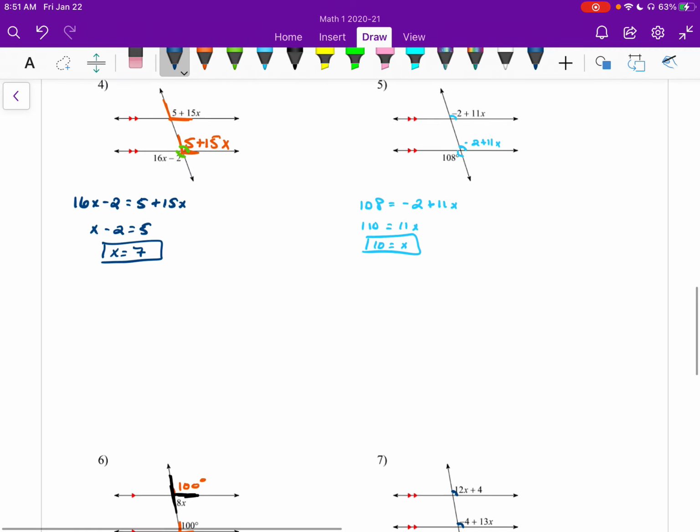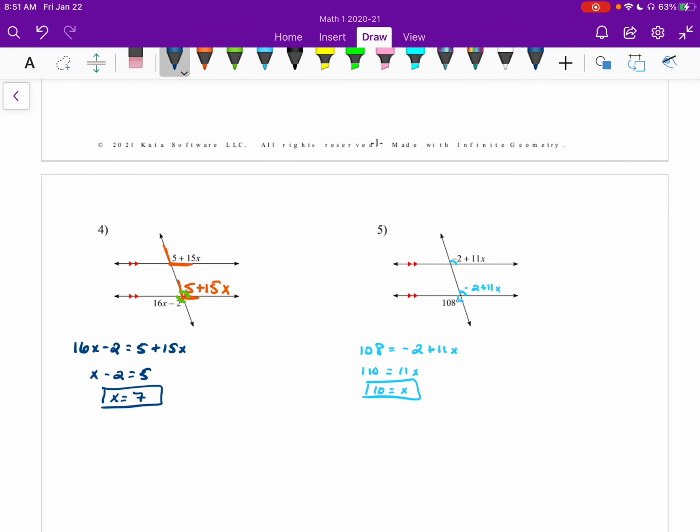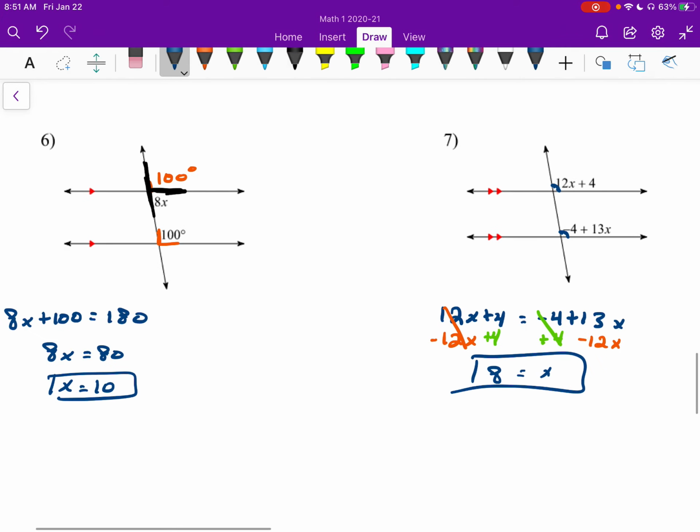A lot of them are just going to be corresponding angles, and really you either say, well, they're equal to each other, or you say, well, they add up to 180. Those are the only two options that we have. The decision that we have to make is which one's it going to be. Are they going to be equal, or are they going to add up to 180?